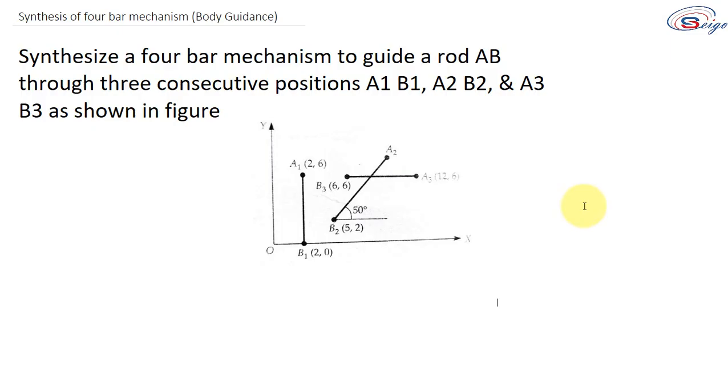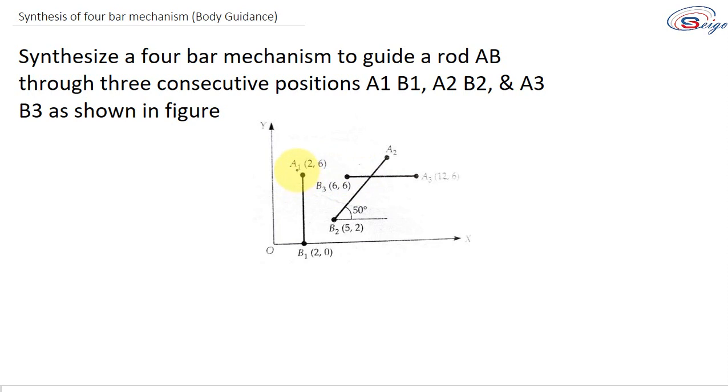Today we are going to discuss the synthesis of a 4-bar mechanism for body guidance. Here's the question: synthesize a 4-bar mechanism to guide a rod AB through 3 consecutive positions A1, B1, A2, B2 and A3, B3 as shown in the figure. You can see that AB is the rod, and its 3 positions A1, B1, A2, B2 and A3, B3 are also given.